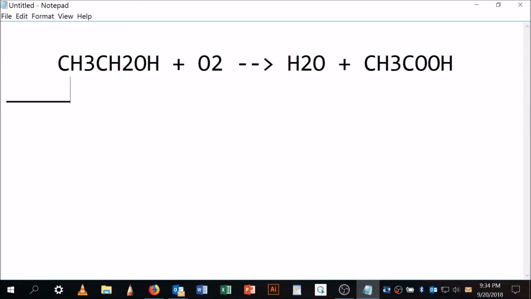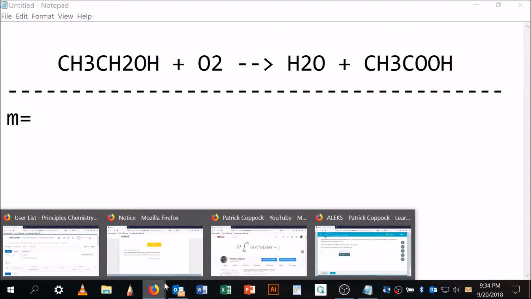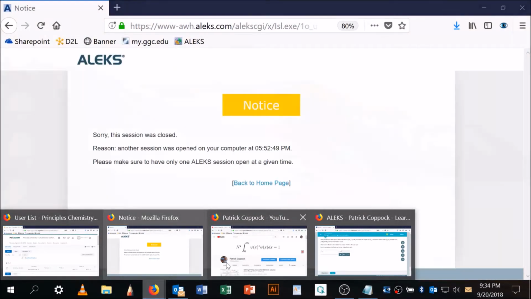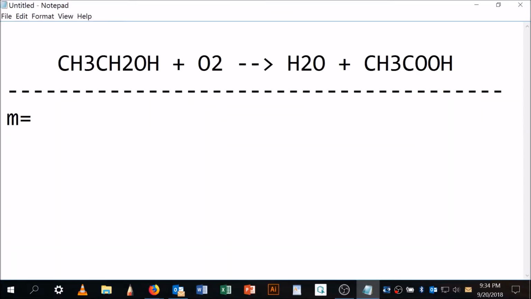Okay, this is a table now, and I'm going to start with mass equals, oh, that's the question, what mass is consumed, right? What mass of ethanol is consumed by 8.92 grams of oxygen? We don't know about the ethanol, but we do know the oxygen, and it was 8.92 grams of oxygen.